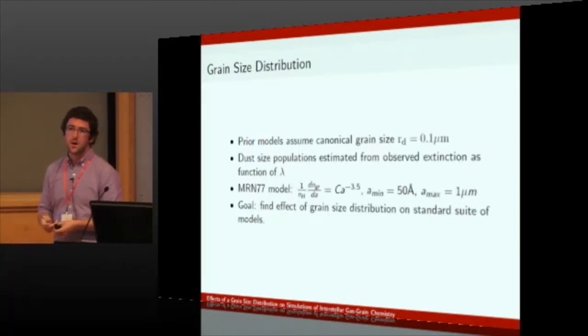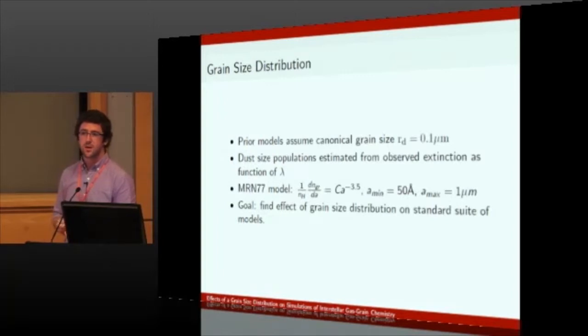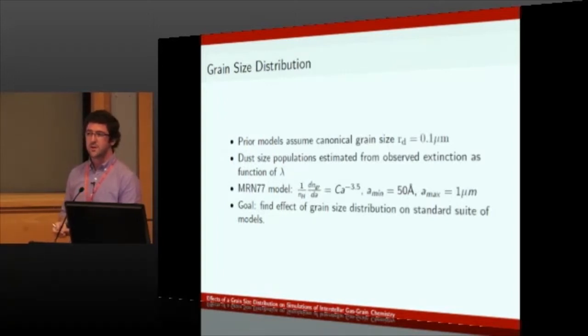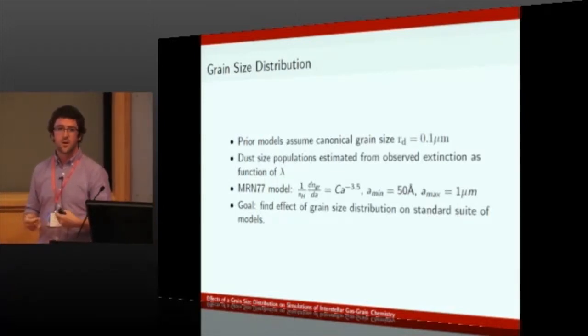And this is going to be important because the grain surface is where a lot of the interesting chemistry occurs. For chemistry to occur on the grain surface, gas species need to accrete onto that grain surface. And if the small grains have the largest cross-sectional area, they're going to be accreting the most gas, and therefore will be affecting the chemistry the strongest.